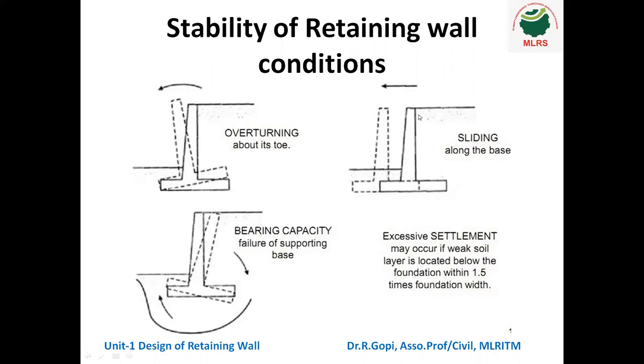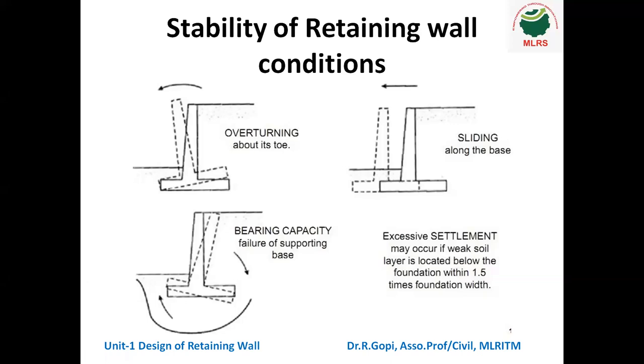Next, coming to the second case, sliding. Most of you know about sliding gates. A sliding gate is nothing but it moves on its own path, from one place to another place. You can see here sliding along the base. The dark line is the original position and the dotted line is the retaining wall position after it has moved.